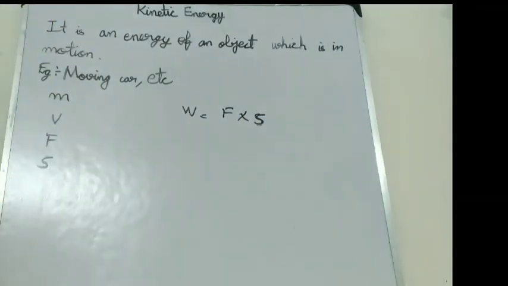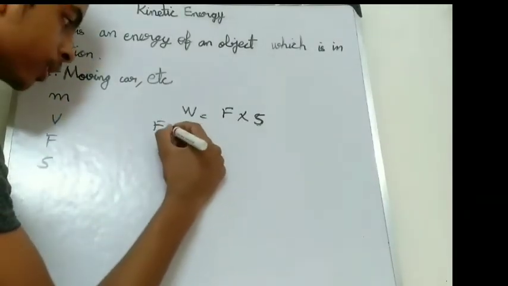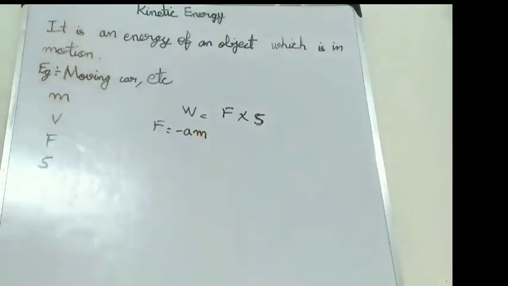F is the retarding force, so there will be a minus acceleration. As you know, F is equal to minus ma. It's ma or minus am, nothing matters, because mass can't go negative. I made the acceleration negative because it's a retarding acceleration.